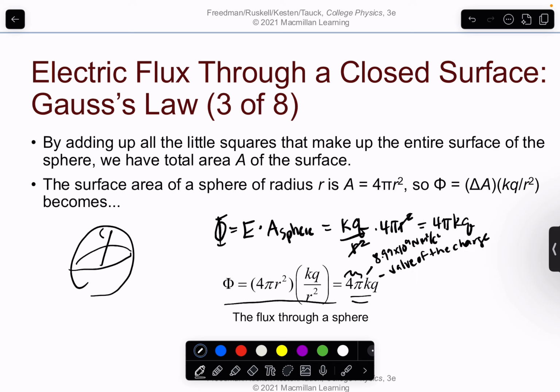So the flux is constant. It's just a number. It doesn't change with R. It changes with Q, but that's just changing the value of the charge inside, and that just makes your number bigger or smaller. What I'm trying to illustrate to you is that there's no dependence of phi on anything other than just the charge that's inside.